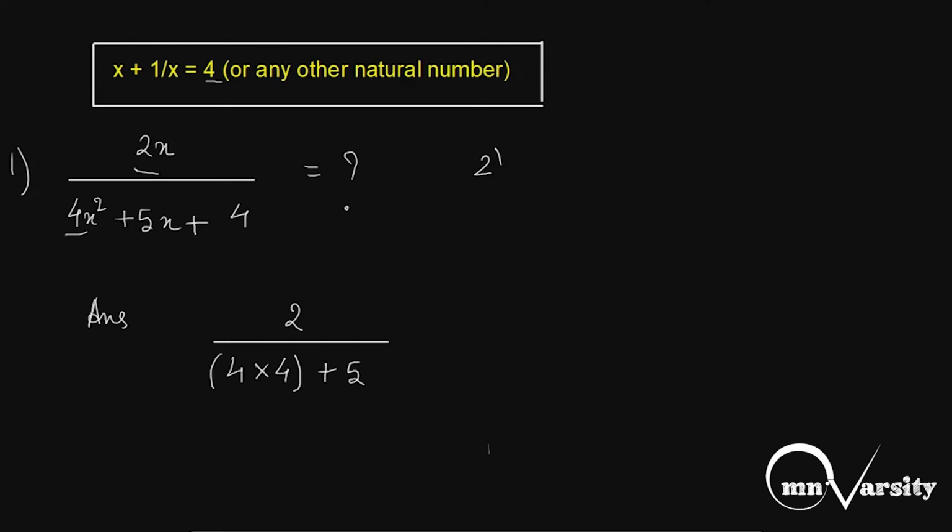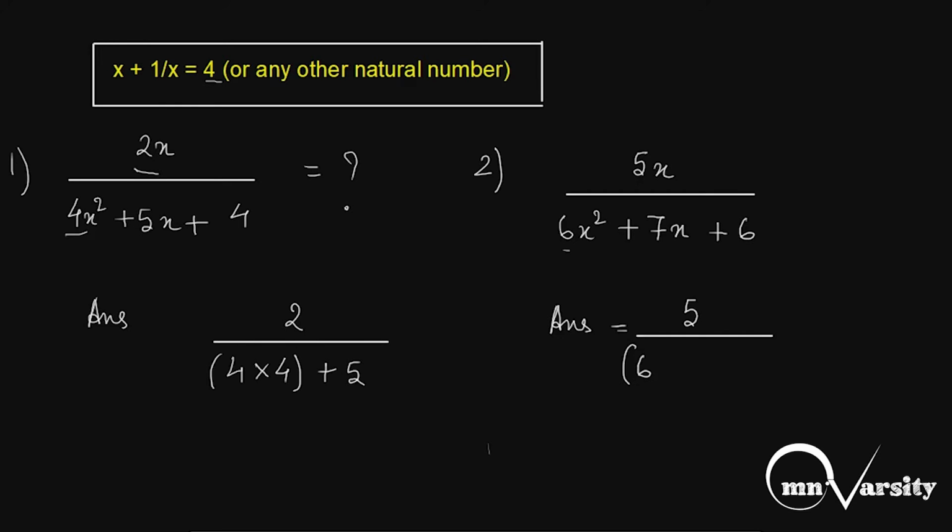Let's take another similar question. If you are told to find out what is 5x divided by 6x squared plus 7x plus 6. So the answer would be, for the numerator it would be 5. For the denominator I'm going to take 6 into 4 plus 7. So this would be my answer.